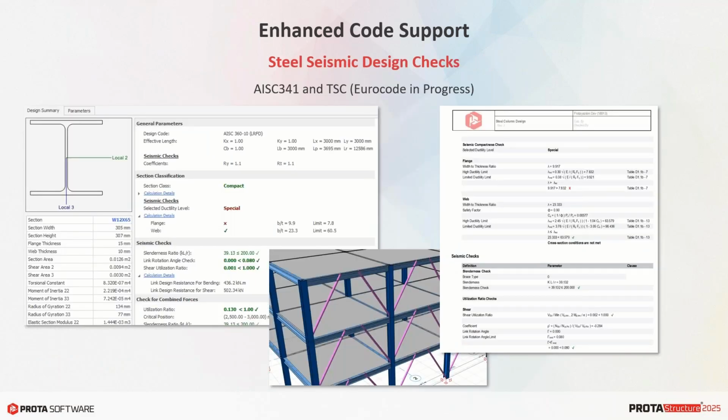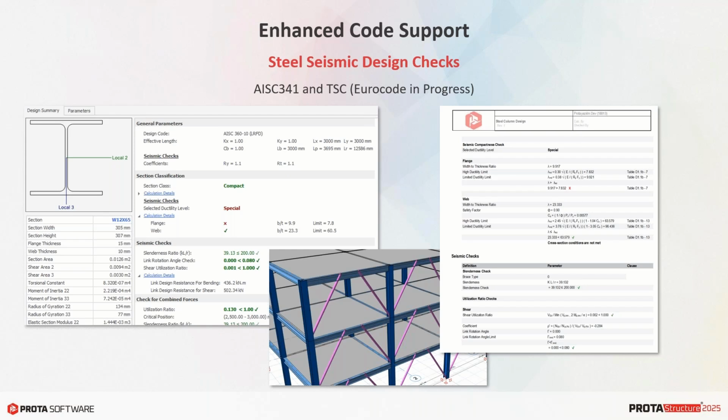Another important undertaking for us was to implement the seismic checks of steel members according to AISC 341 and Turkish codes. That means Eurocode is not fully supported yet, and it is work in progress. That should be underlined at the beginning.